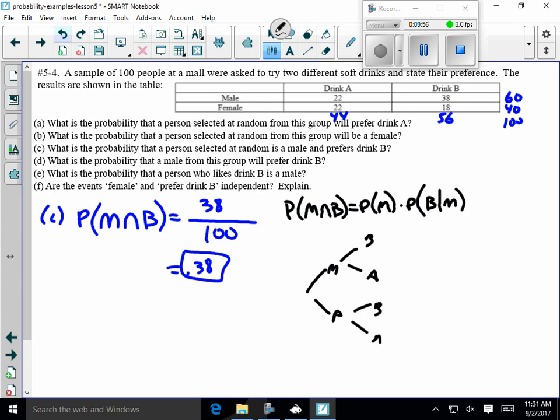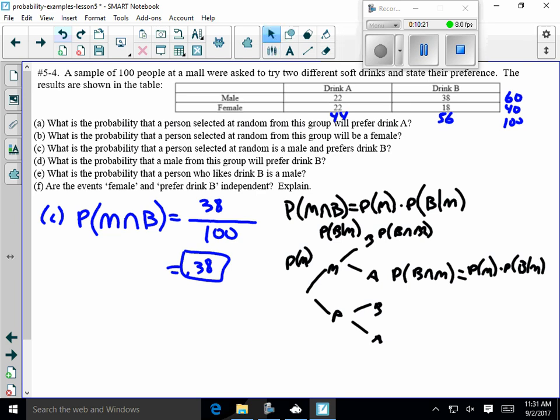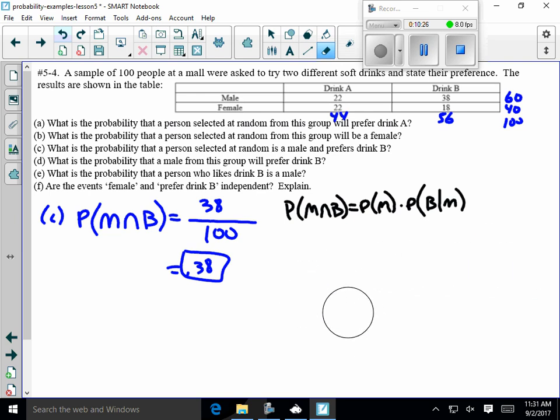So if I were to label that, this would be the probability of male. This would be the probability of B given that male happened, and this would be the probability that B and male happen, or male and B. So the probability of B and male, or male and B, same thing, is equal to the probability of male times the probability of B given male. That's how I remember that formula. I use a part of a tree to recreate it, but basically it's this formula right here. It's the AND formula. Remember that AND means multiply, so you would do it this way.